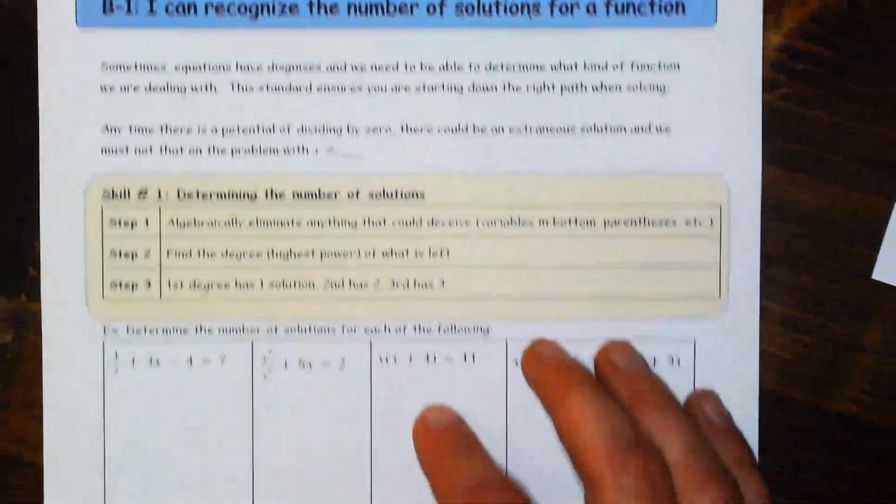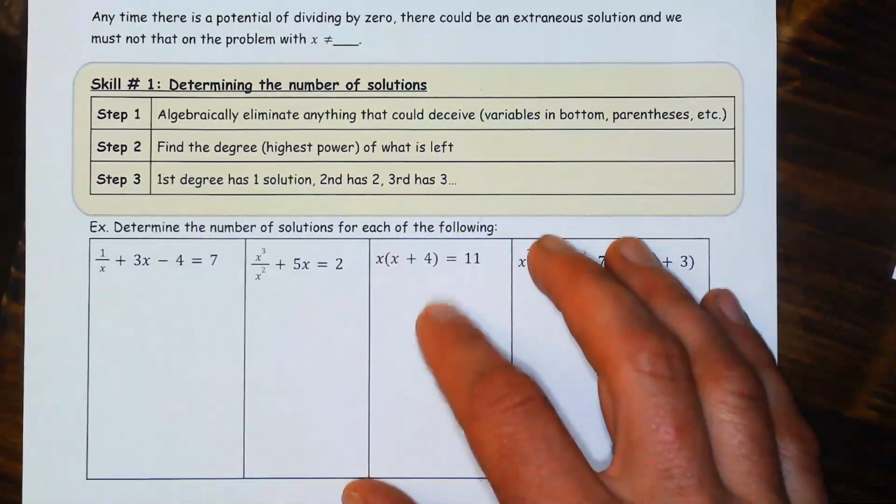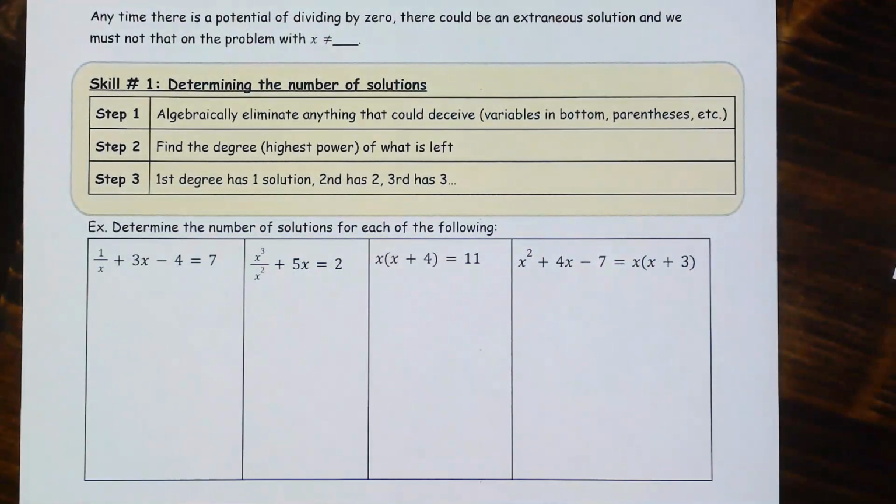And then the skills. Step one, algebraically eliminate anything that could deceive. So variables on the bottom, variables on both sides, non-combined like terms, parentheses. There's just a bunch of stuff that might come up. Find the degree, like we did in the background information. First degree has one solution, second degree has two, third degree has three, and so on. So as far as we're concerned today, that's what we're going to go with.